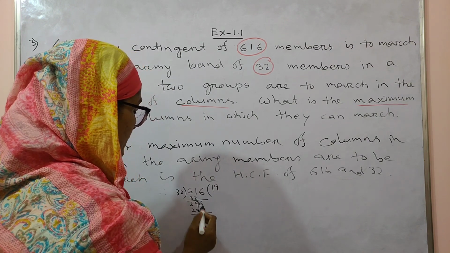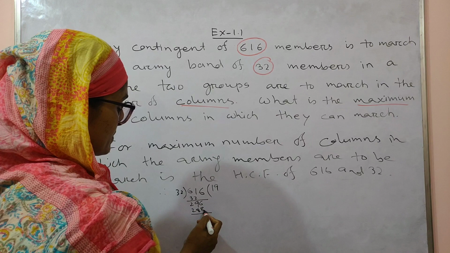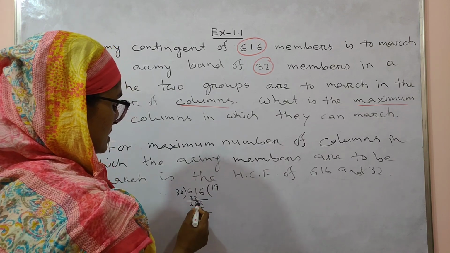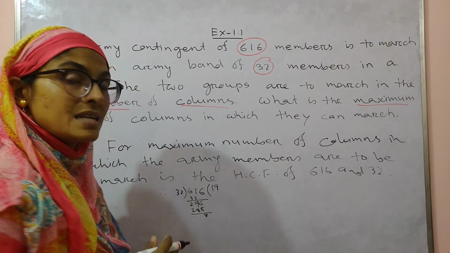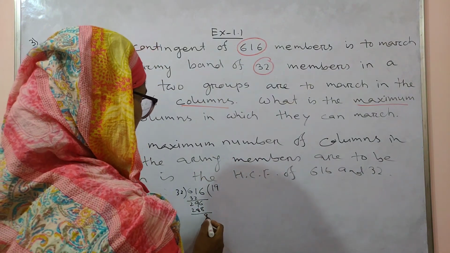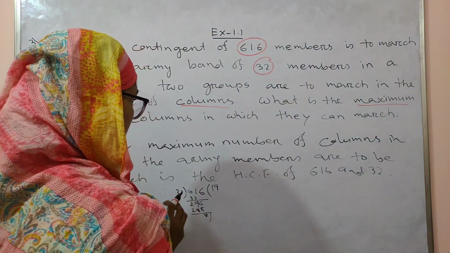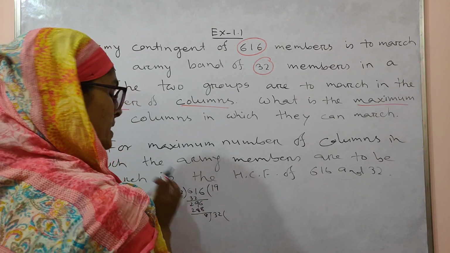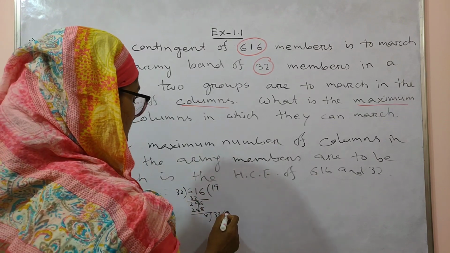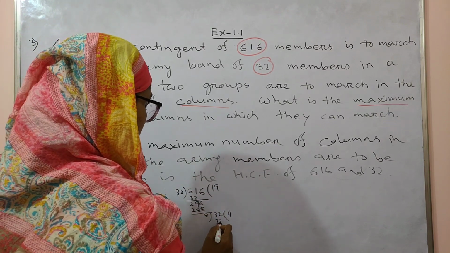Subtract. 16 minus 8, you will get 8. Here 0, 8 minus 8, 0. So 8 is the remainder. Now divide 32 by this remainder 8. How many times? 4 times. So you will get 32.